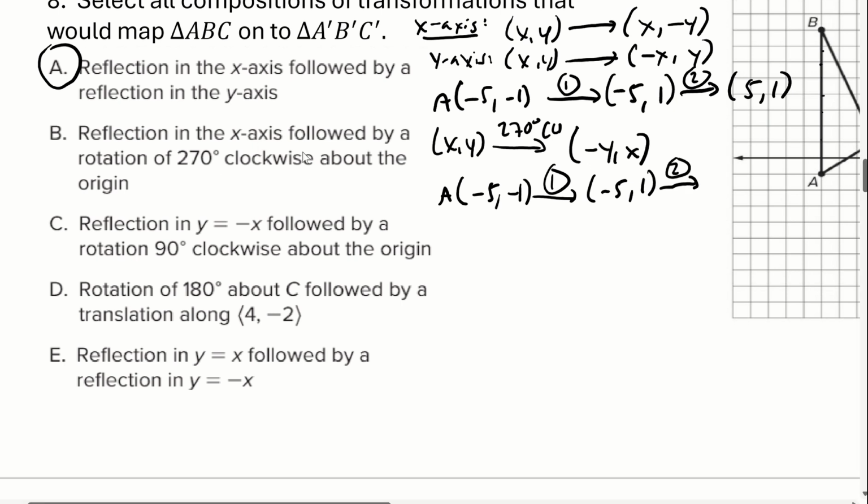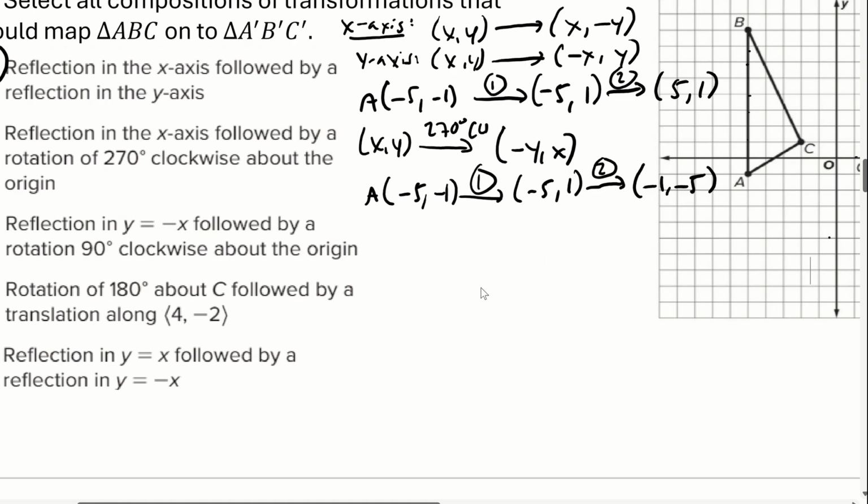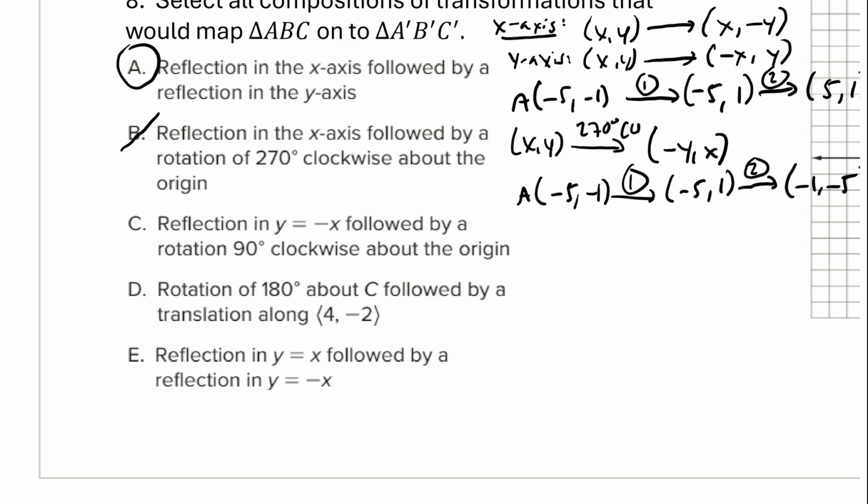Follow that up with a rotation. So let's use this rule: switch the coordinates and then put a negative on the first one. So I got (-1, -5). Is that correct though? No, (-1, -5) is like over here. So nope, that's not correct. So it cannot be B.